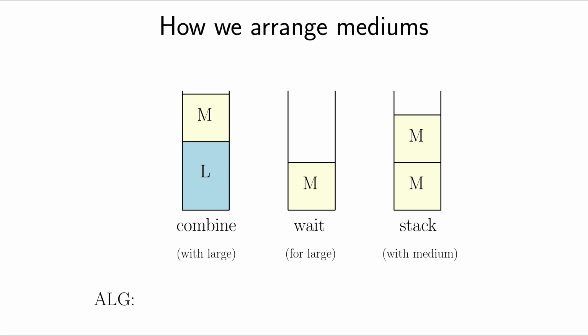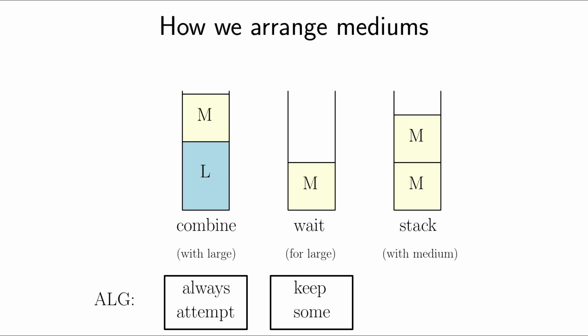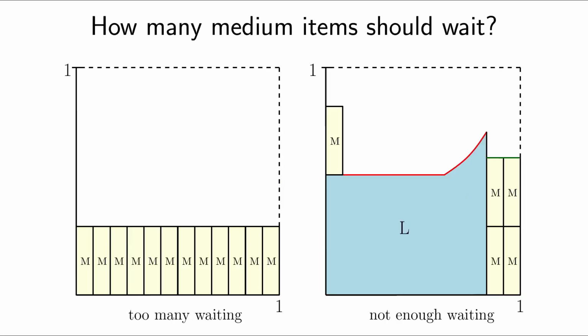Given these three options, the rising threshold algorithm arranges medium items in the following way. It always attempts to combine large and medium items, regardless which one comes first. If it's not possible to combine, we keep some number of medium items waiting. If too many items wait, we start stacking them together.